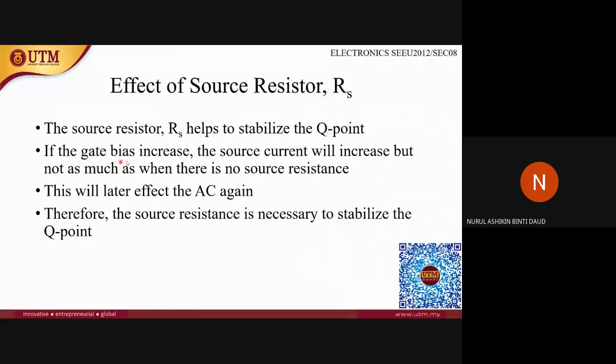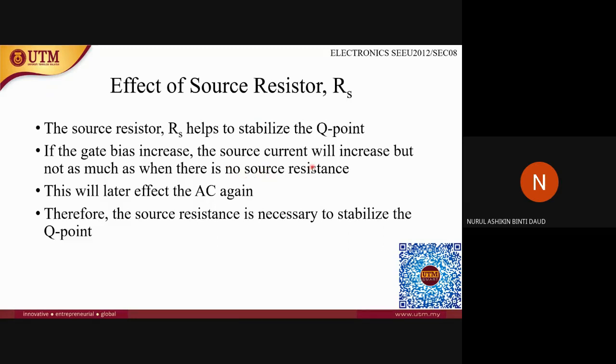If the gate bias increases, the source current will increase, but not as much as when there is no source resistance. So if the gate bias increases, the current increases, of course the source current will increase as well, but this will not be as much as when there is no resistor. So that's why the function of this resistor RS is to stabilize the Q point, and this will later affect the AC gain.